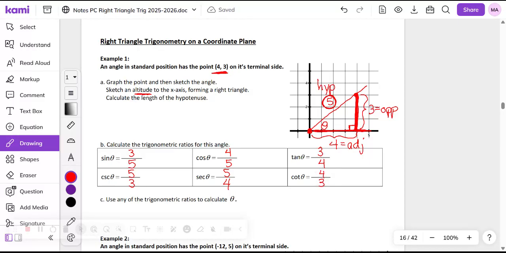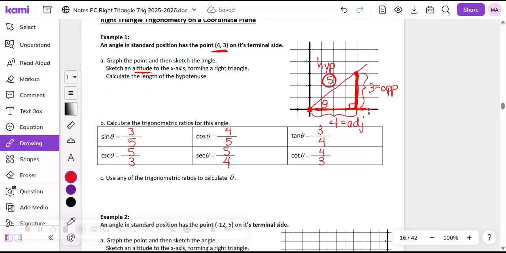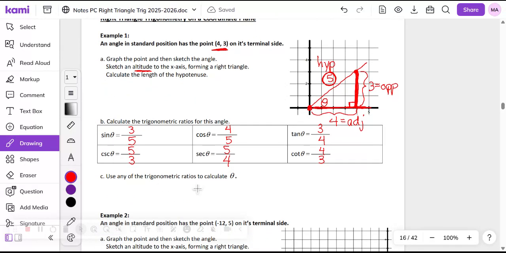Not too bad. Now, the last thing I'm asking you for is to use any trig ratio to calculate theta. So what you're going to do is you're going to choose one. I don't know, I'm going to choose tangent. We could have picked any one. So I'm going to say the tangent of theta is 3 over 4. I'm using that trig ratio. In order to calculate theta and undo taking the tangent, we take the inverse tan of each side. Inverse tan will always give us an angle measure.